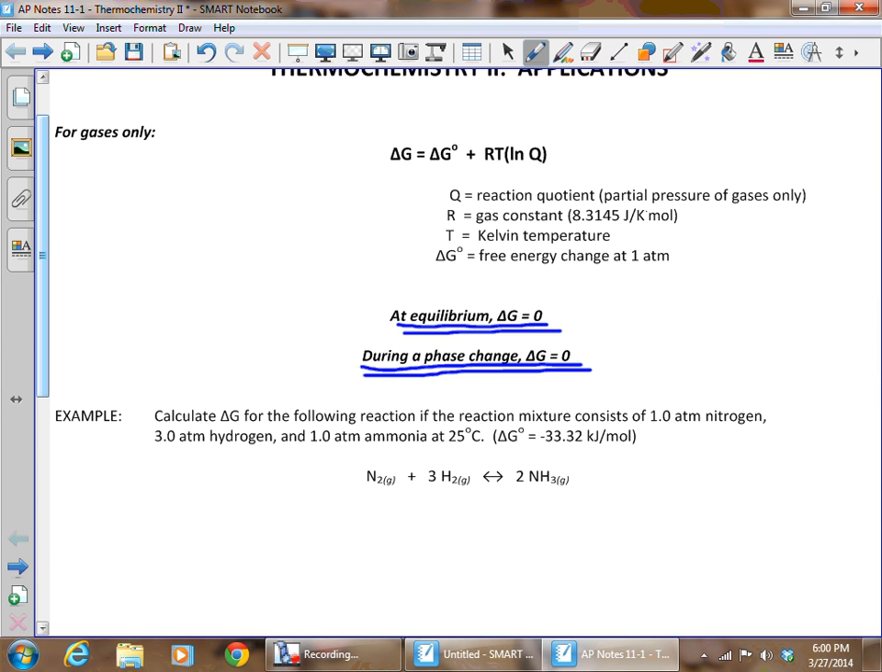Remind yourself that Q is the reaction quotient, and this is only for the partial pressure of gases. It's only for those. And remind yourself that we find Q the same way we find K, products over reactants. R is the gas constant. If we're dealing with delta G, we need the joules per Kelvin mole because delta G is the free energy. T is for the temperature, and it must be in Kelvin since we're dealing with gases. And again, delta G naught is the free energy under standard conditions, 1 atmosphere.